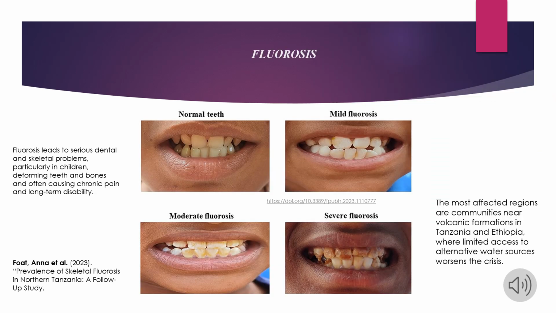Fluorosis is one of the most serious consequences of high fluoride levels. It leads to dental and skeletal deformities, especially in children, causing chronic pain and long term disabilities. The most affected areas are near volcanic formations in Tanzania and Ethiopia, where access to safe drinking water is extremely limited. Addressing this issue requires public health initiatives and alternative water sources to protect vulnerable communities.